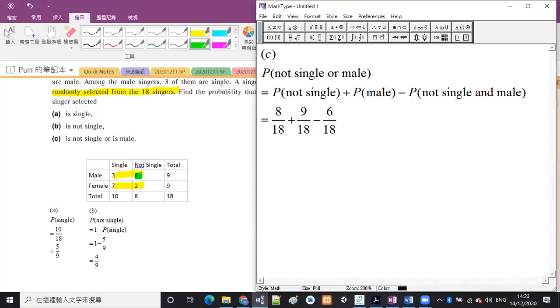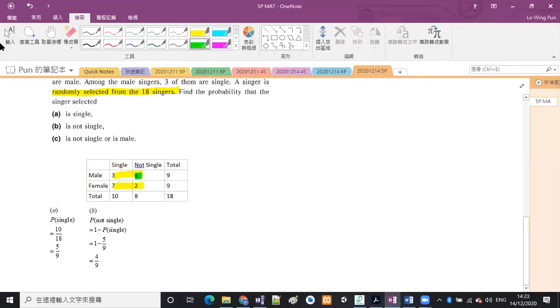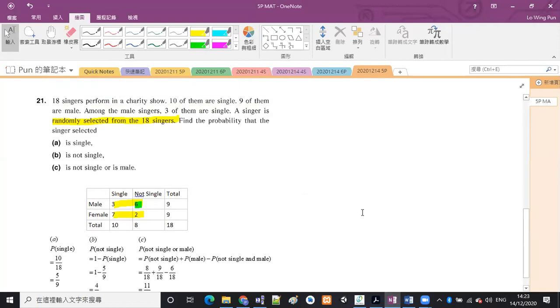Okay, using our table, that would be like this. 8 plus 9 minus 6. That should be equal to 11/18. Okay, and that is the final answer. Can you get the idea? Is it okay here? So this is question number 21.